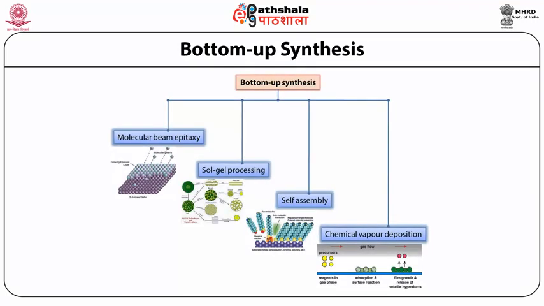So students, first let us discuss the bottom-up synthesis approach. Under this category, there are four kinds of processes. First is molecular beam epitaxy. Second one is sol-gel processing. Third is self-assembly. And the last one is chemical vapor deposition or CVD.